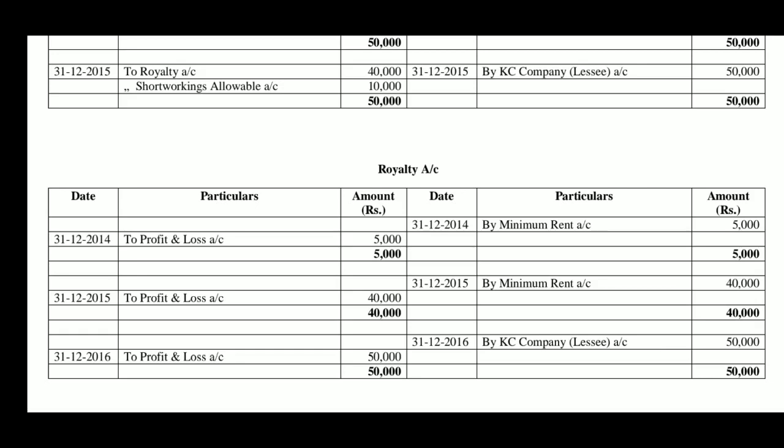Royalty account, of course, some authors will treat as royalty receivable. In the books of lessor, it is treated as royalty receivable account. But I am of the opinion that royalty, whether it is from the point of view of lessee or lessor, royalty is royalty. Of course, for lessee, it is an expense. He debits royalty account. For lessor, it is an income. He credits royalty. The question of royalty receivable and royalty payable arises only in the case of the sublease.